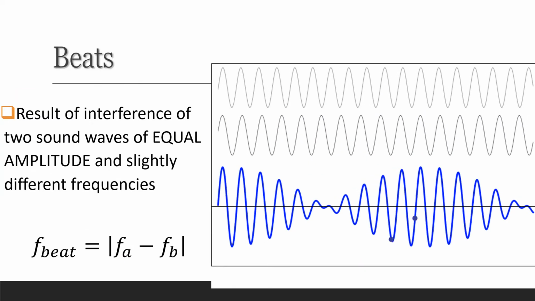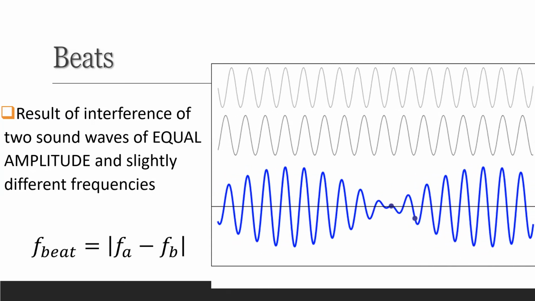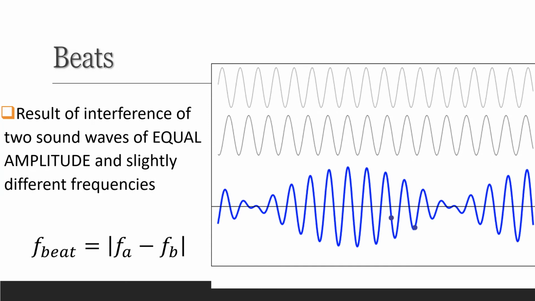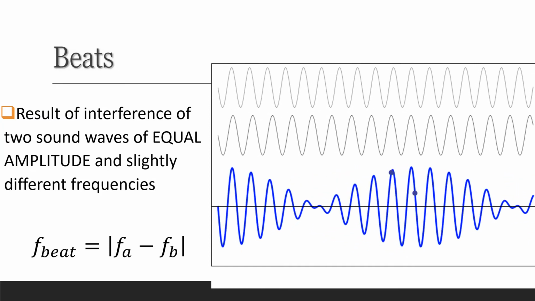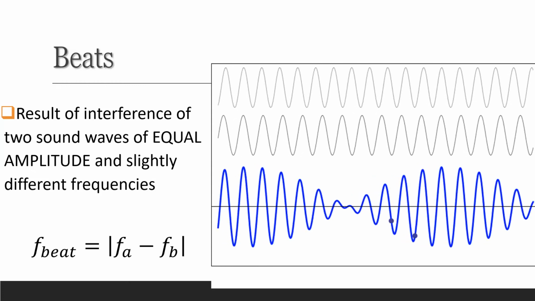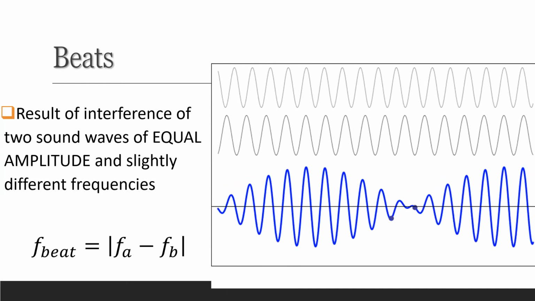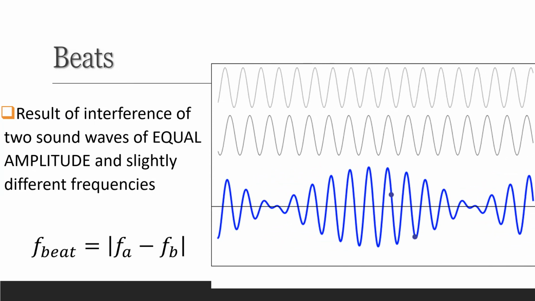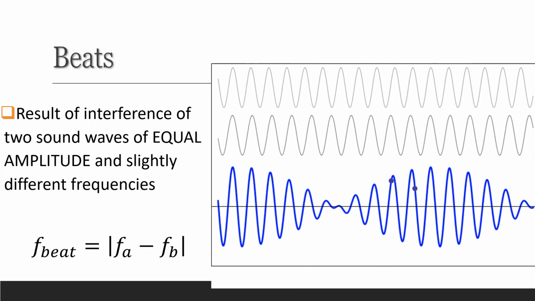Okay. So we also have this term. We call this one beats. Beats are the result of the interference of two sound waves of equal amplitude and slightly different frequencies traveling through the same region. On the basis of the superposition principle, there will be variation of loudness, and the number of beats per second equals the difference in frequency.